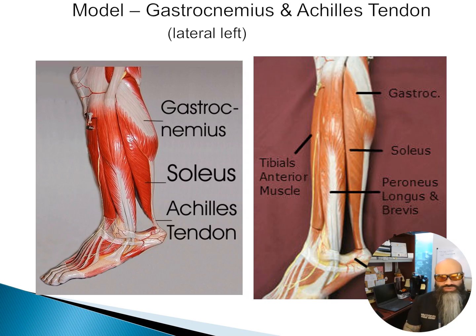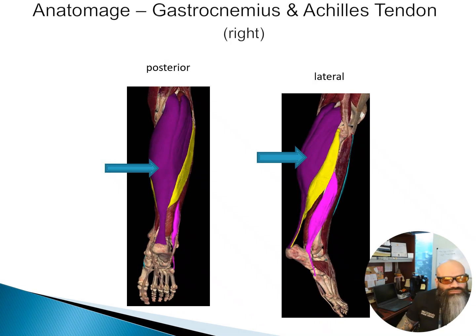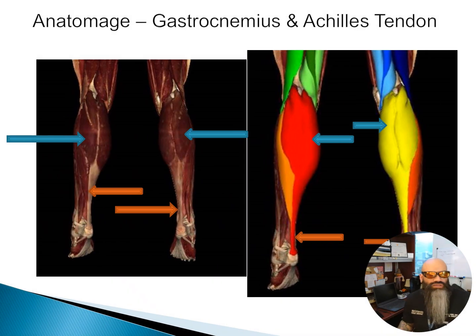Some diagrams here showing where the muscles are located. Peroneus brevis and longus overlap each other like this. That's where they're located in the lateral compartment, posterior and lateral. And here's your gastrocnemius. Like mentioned, here's your medial head in yellow.